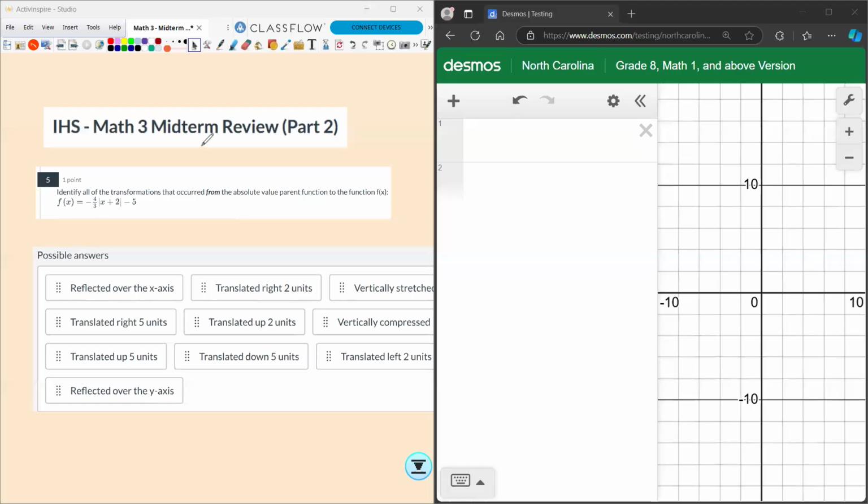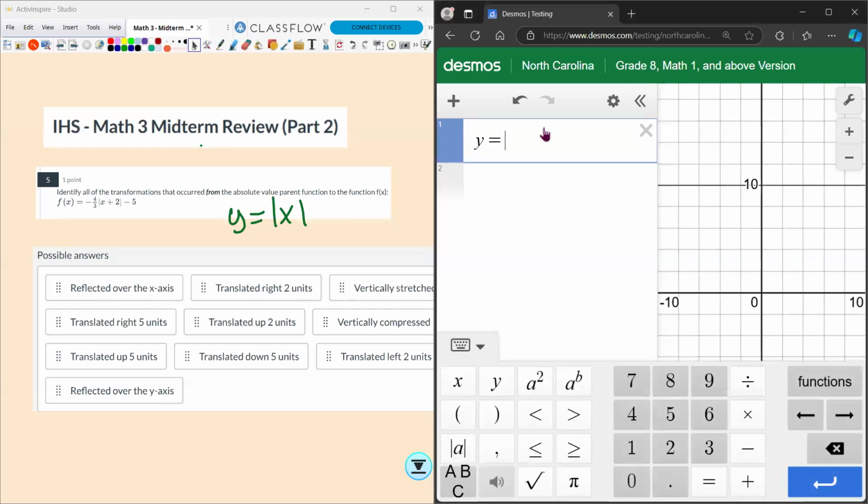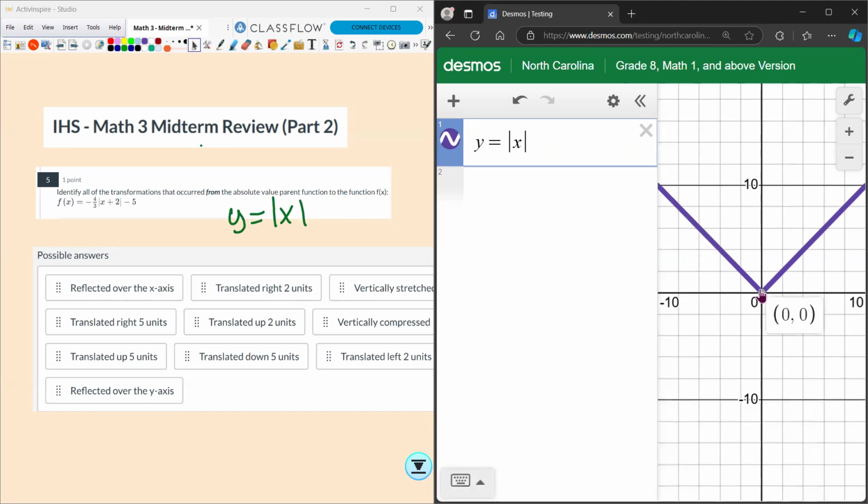So to start, when it says the absolute value parent function, it means y equals the absolute value of x. So we want to compare everything to that. So what I'm going to do is look at what that looks like. It's a V shape centered around 0, 0. And we want to see what happens when we do all these movements here. So I'm going to start with one thing at a time.